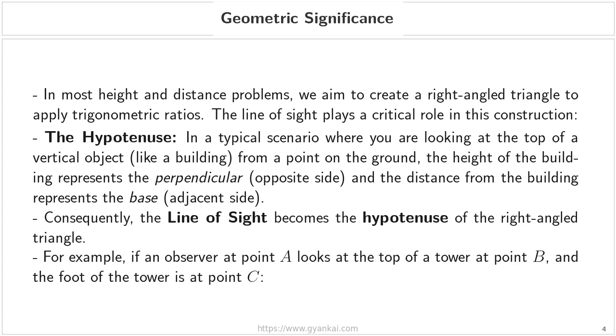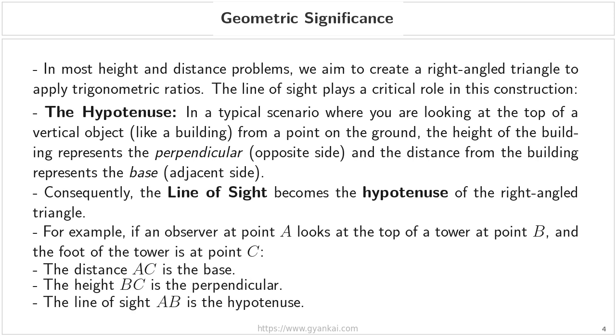To make this even clearer, let's look at a specific example. Suppose we have an observer located at point A, looking up at the top of a tower, which we will call point B. The foot of the tower, where it meets the ground, is point C. If we map this out, the distance from point A to point C is our base. The height of the tower from point C up to point B is our perpendicular. And finally, that line of sight, the straight line connecting point A to point B, which we denote as AB, serves as our hypotenuse. As we move to the next slide, we will summarize the key points we've learned so far.